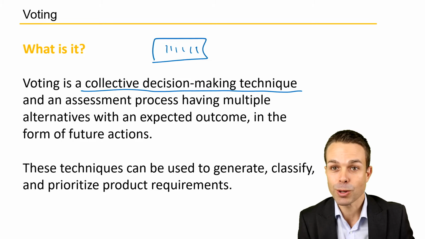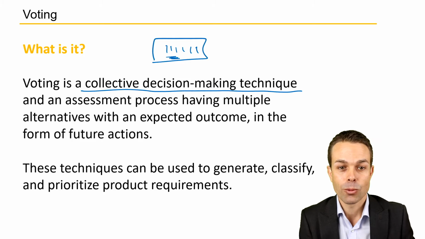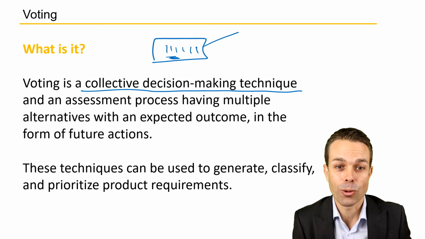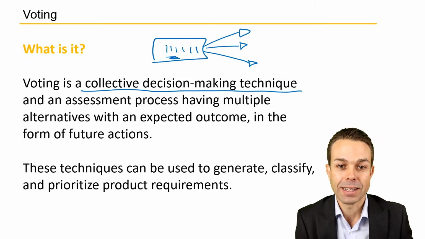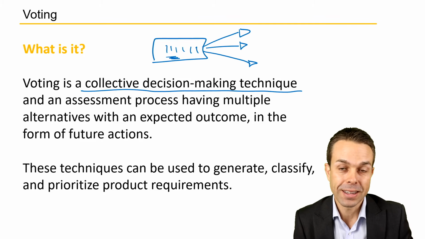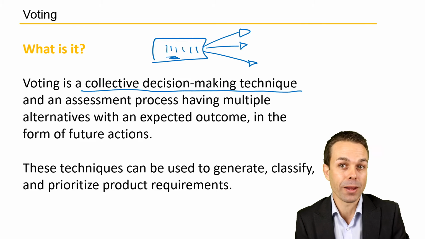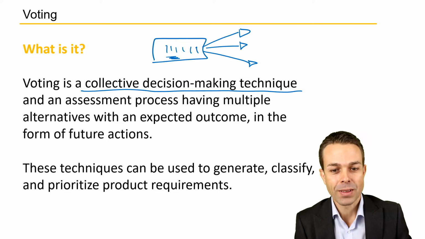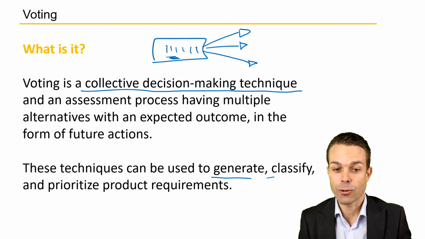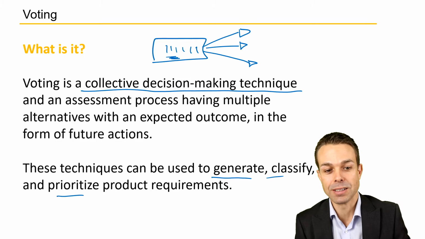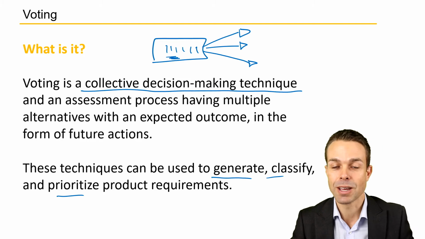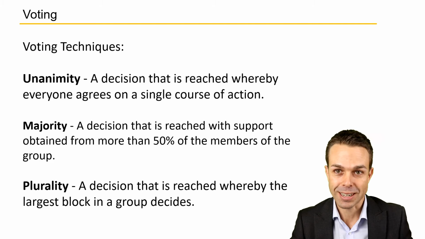So when we have multiple alternatives, those are our options, with an expected outcome in the form of future actions. In other words, what are we going to do in the future? If we can't all agree, and sometimes that's totally fine, there are other ways that we can move forward, and that's what we can use voting for. These techniques can be used to generate, classify, and prioritize your product requirements in the early days as you're gathering requirements for your product and your project.